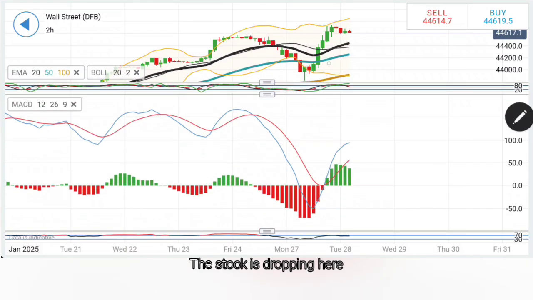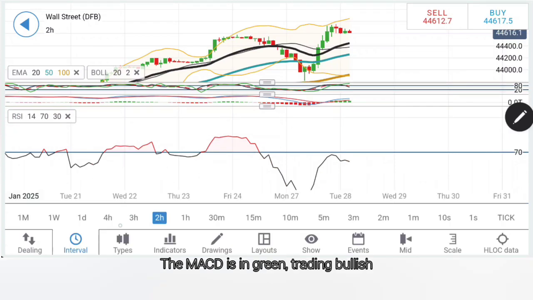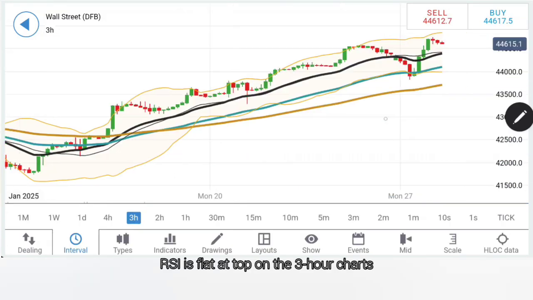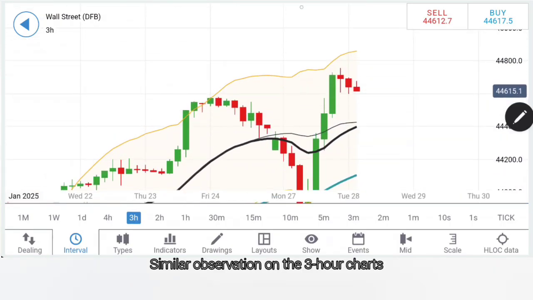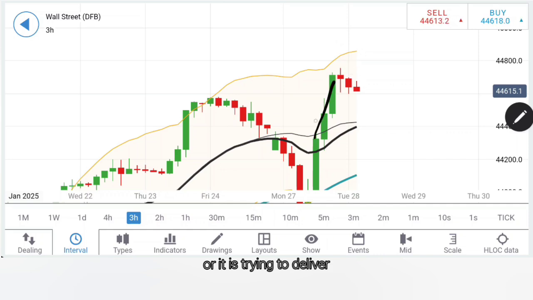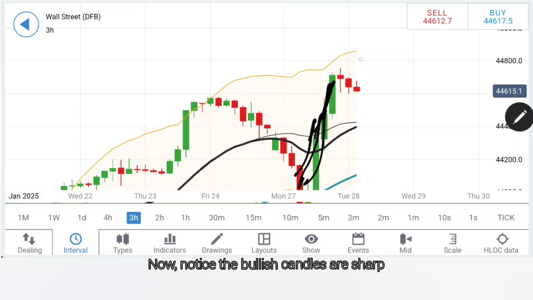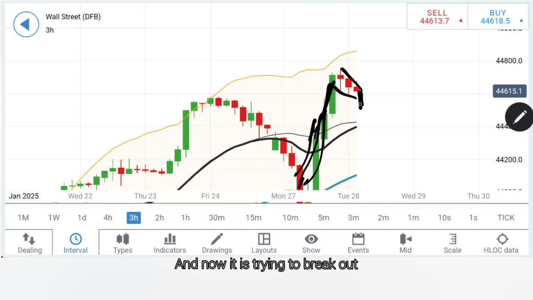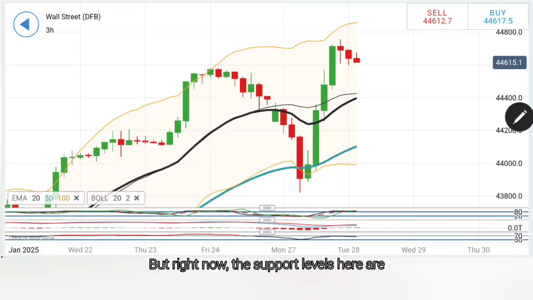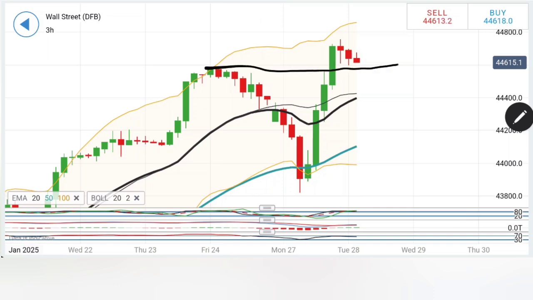The stochastic is dropping here, the MACD is in green, trading bullish, RSI is flat at top. On the 3 hour chart, similar observation, it is trying to deliver. Now notice the bullish candles are sharp, the bearish candles are smaller in shape, and now it is trying to break out. Wait for a breakout which can possibly take it towards 44,400. But right now the support levels here are intact towards 44,600, 580.